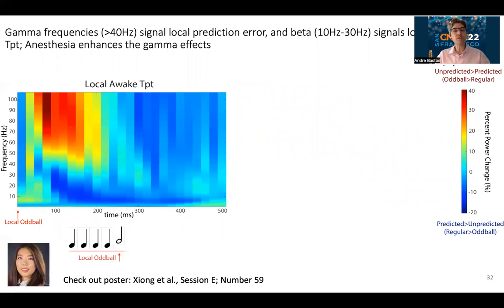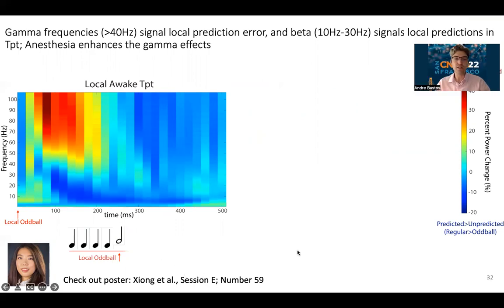And so now this analysis was done by a very talented PhD student in my lab, Sophie Chang, who happens to be at CNS. She's also going into much further details on this topic at her poster, which you can check out in session E. It's poster number 59 on Monday.